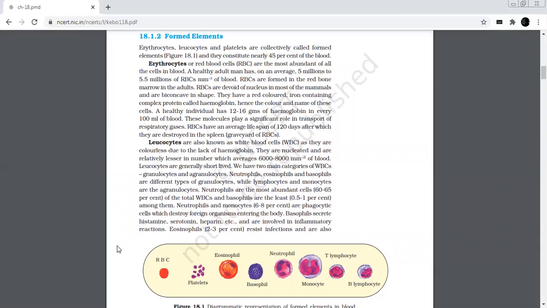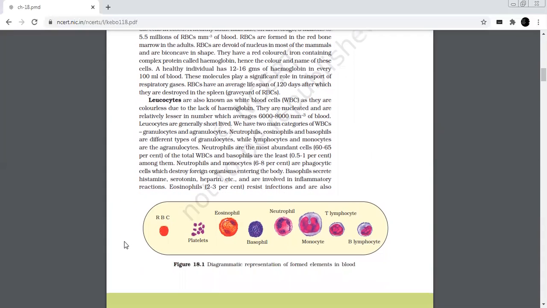Leukocytes or white blood corpuscles are categorized into two main categories, granulocytes and agranulocytes. Granulocytes include neutrophils, eosinophils, basophils, and agranulocytes include lymphocytes and monocytes.